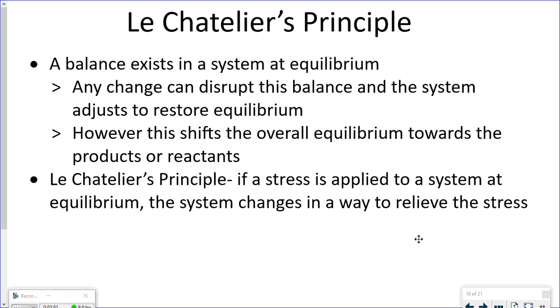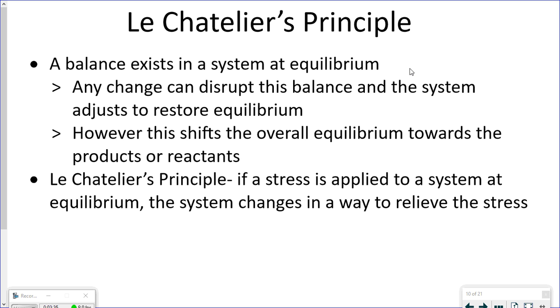Today we're going to include Le Chatelier's principle. This is looking at what happens if you adjust a reversible reaction. So if you increase or decrease something within the reaction. So when we're at equilibrium, there is a balance that exists within a system because those forward and reverse reaction rates are the same. Any change to the reaction can disrupt that balance, and the system has to adjust in order to restore that equilibrium. So it will shift the overall equilibrium either towards the products or towards the reactants.